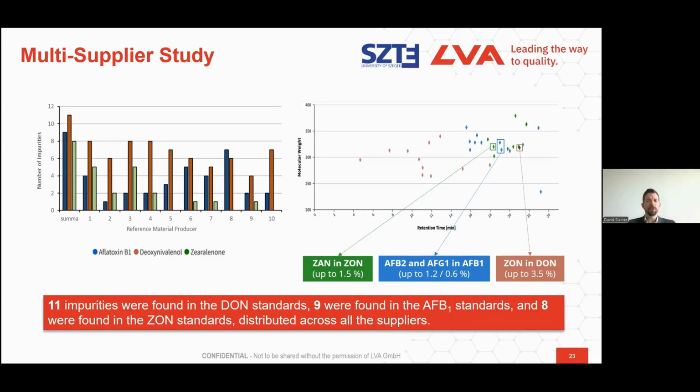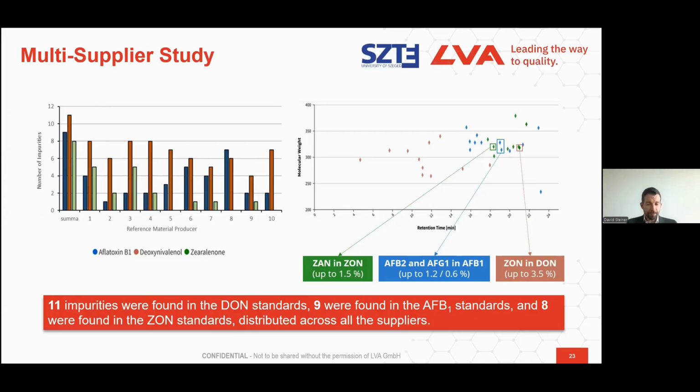What was particularly concerning was the nature of some of these impurities itself. So for example, we found significant amounts of aflatoxin B2 and G1 in aflatoxin B1, and we have also observed notable levels of zearalenone in the deoxynivalenol standard with up to 3.5%, as well as traces of related compounds in the zearalenone standard itself. And these findings clearly indicate issues related to insufficient purification or cross-contamination during the production.